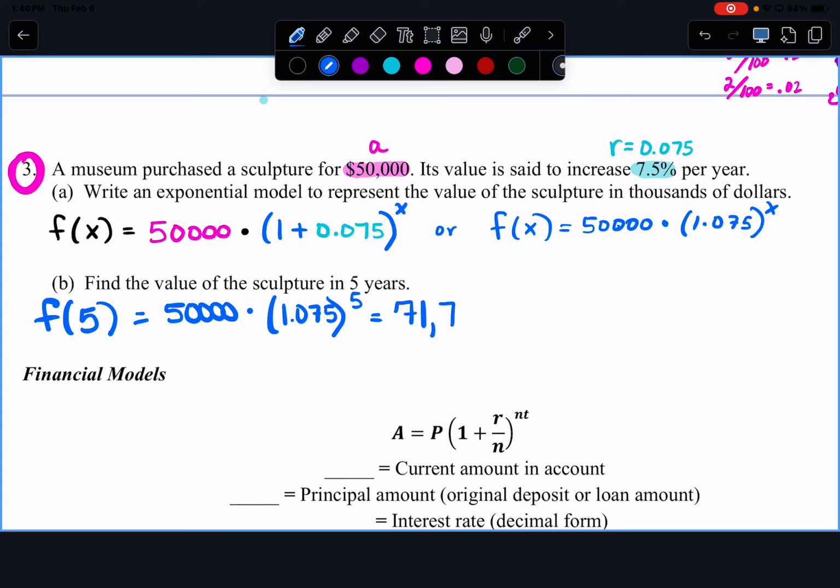Okay, so 71,781 point. Now, this is money. How many decimal places does money go to? 2. So we need to put this at what? 0.47. Okay, so there we go. That's the value of the sculpture. Can you also round that up? No, you can't, because it's money. So we gotta leave it with 2 decimal places with money.